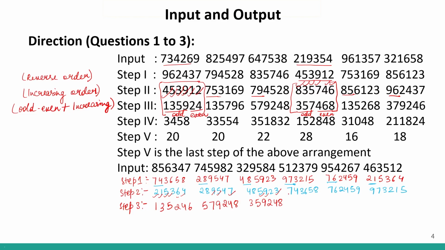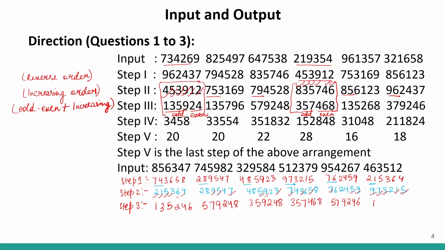Moving on to the next number, we have 7, 3, 5 as odd numbers. So it will be 3, 5, 7 and then we will have 4, 6, 8. Correct? Moving on to these numbers, we have 7, 6, 2, 4, 5, 9. So odd numbers are 7 and 5 and 9. So this will be arranged as 5, 7, 9 and then even numbers will be arranged which will be 2, 4, 6.